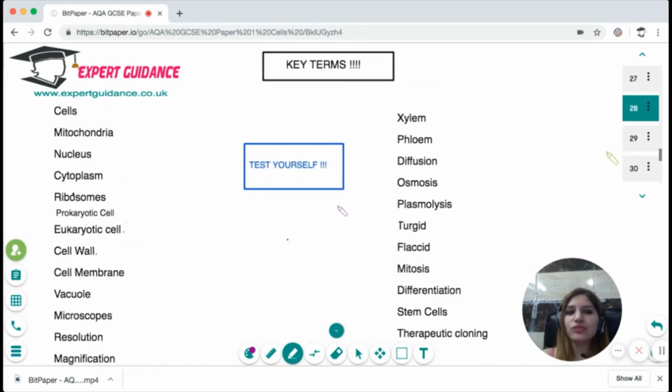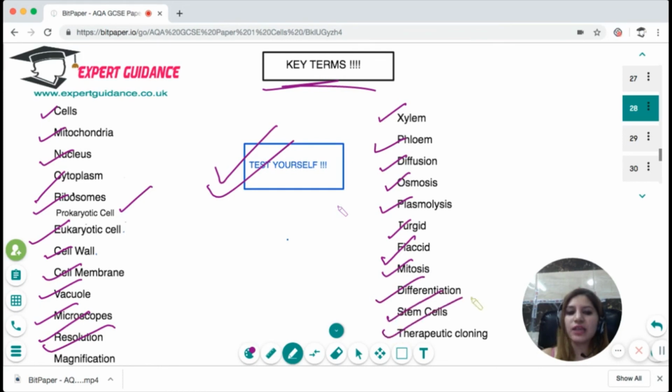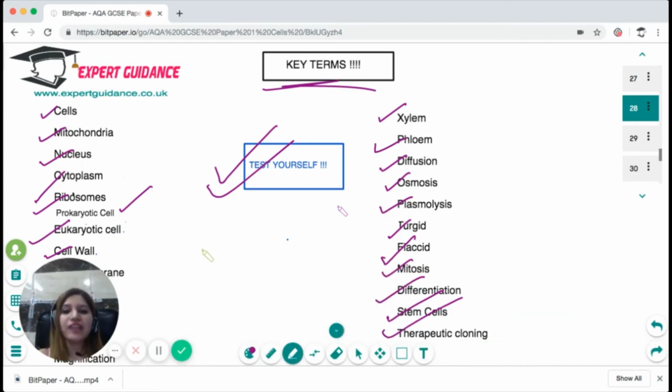Now it's time to test yourself by seeing if you know these key terms. What are cells? Mitochondria, nucleus, cytoplasm, ribosome, prokaryotic, eukaryotic cell, cell wall, cell membrane, vacuole, microscopes, resolution, magnification, xylem, phloem, diffusion, osmosis, plasmolysis, turgid, flaccid, mitosis, differentiation, stem cell, therapeutic cloning. If you are still not clear with these terms, I would recommend you go back, watch the videos, and then try these key terms. So now you can pause the video and have a go at these key terms.